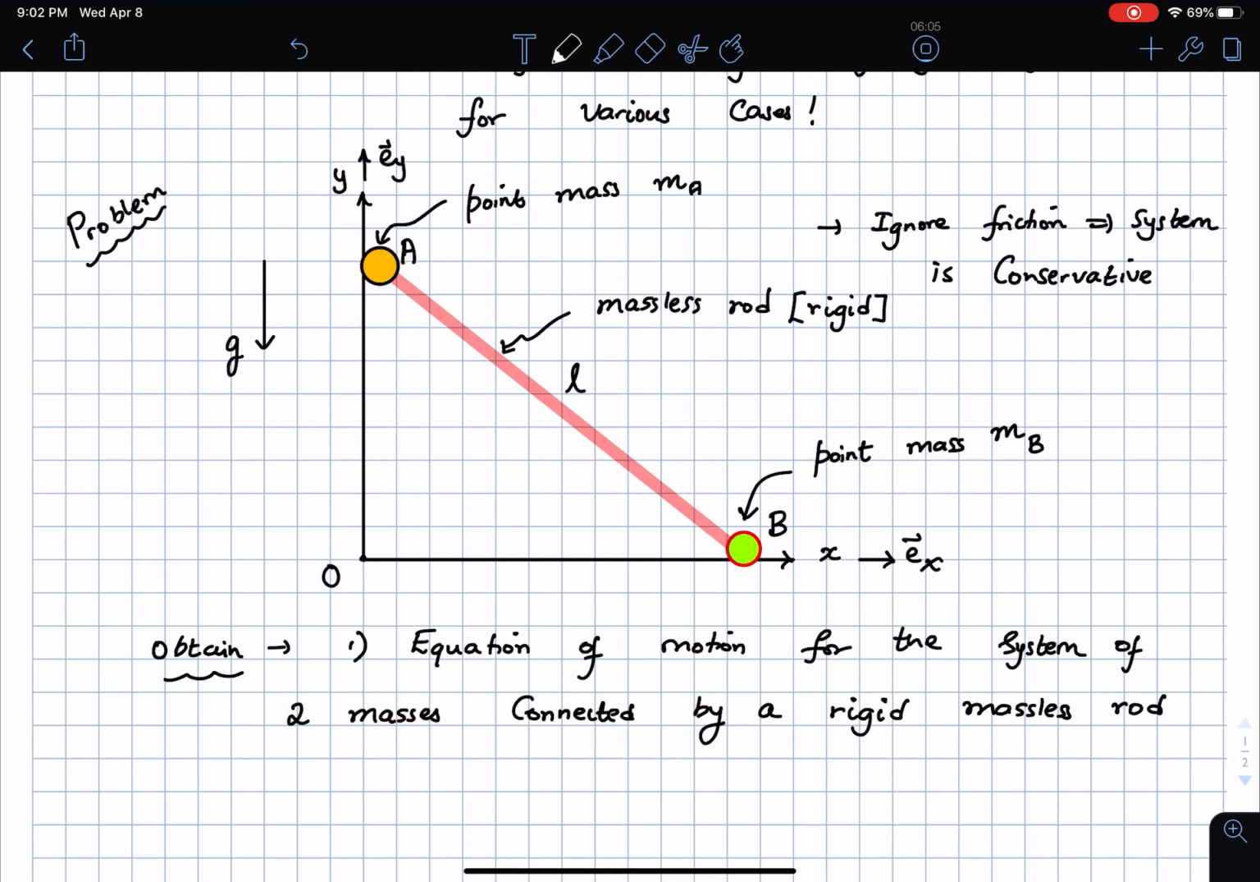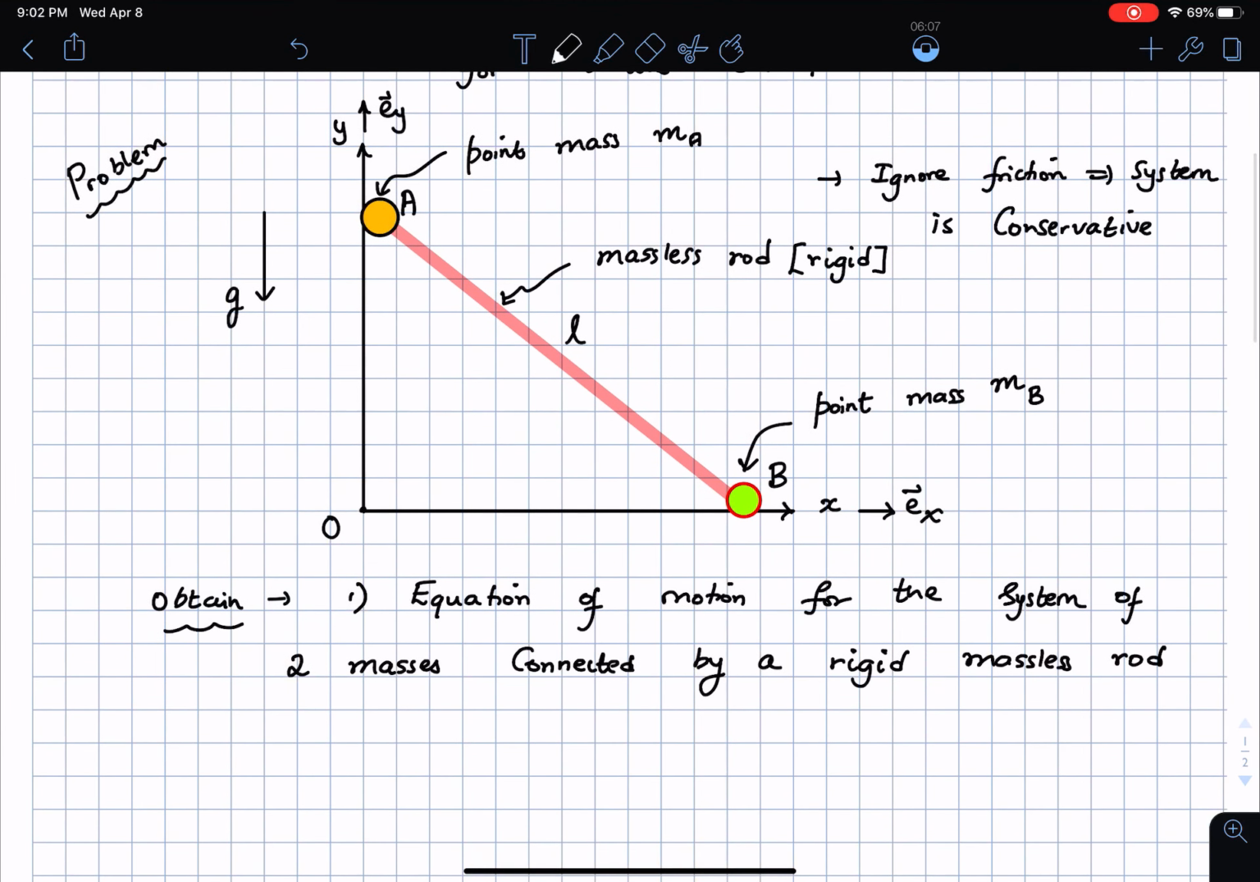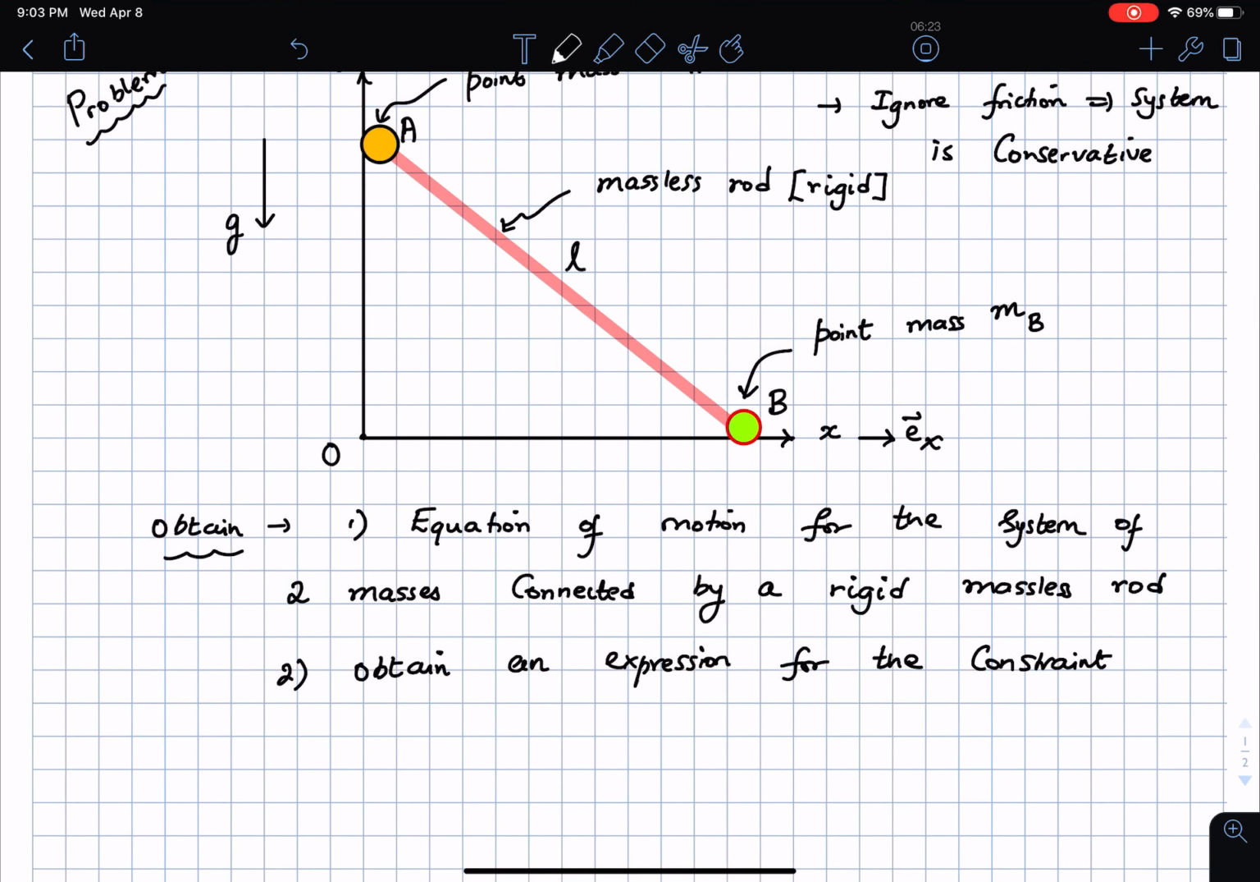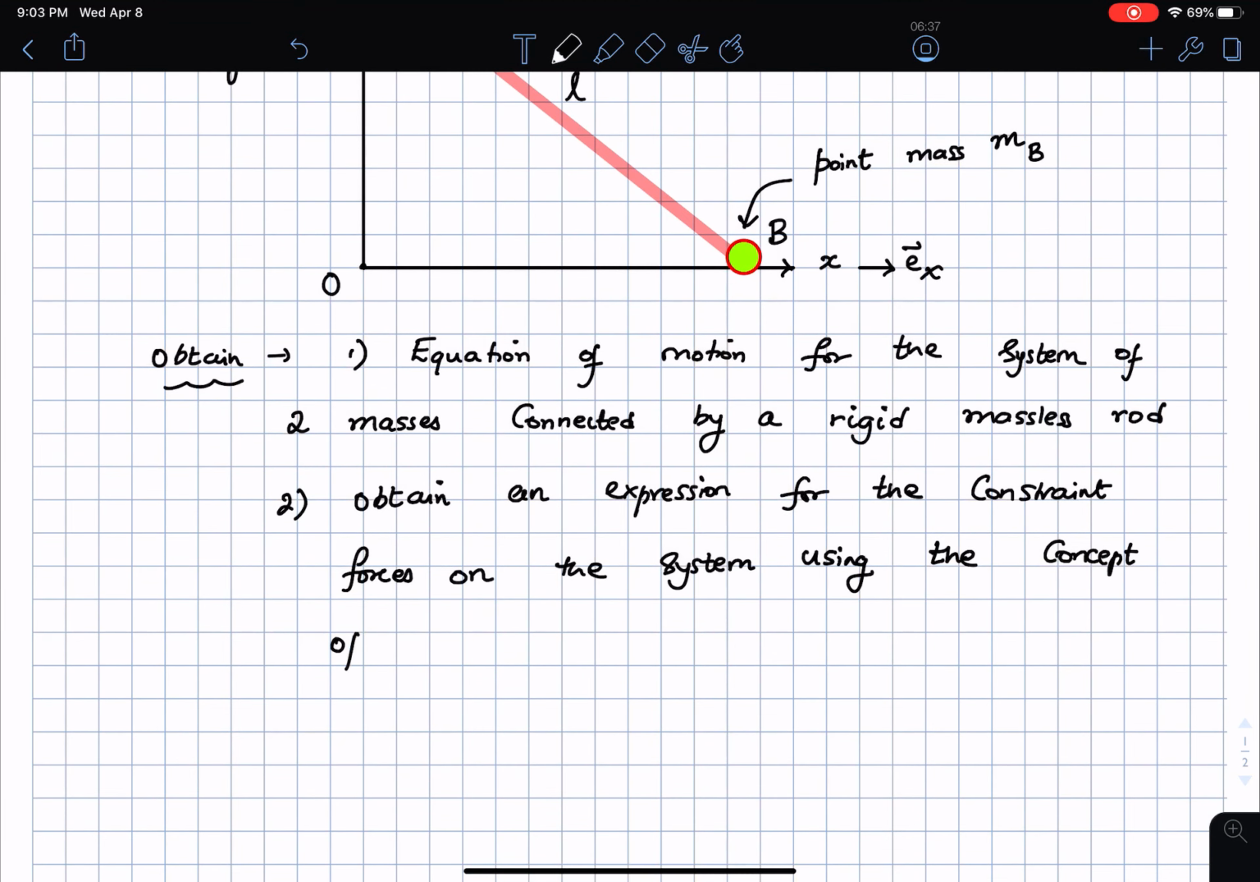Then that's the first thing that we need to do, and then we also need to obtain an expression for the constraint forces on the system using the concept of Lagrange multipliers.